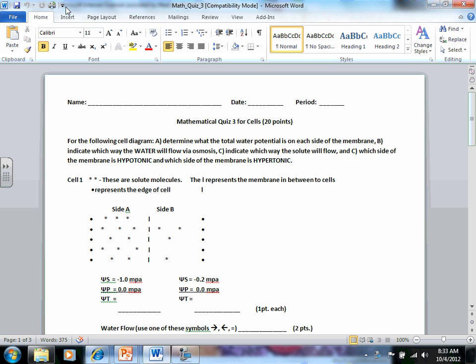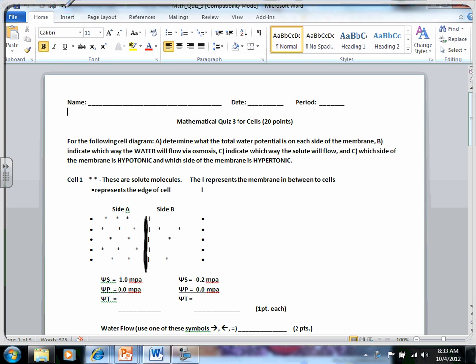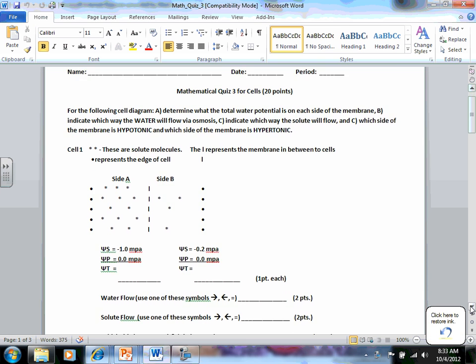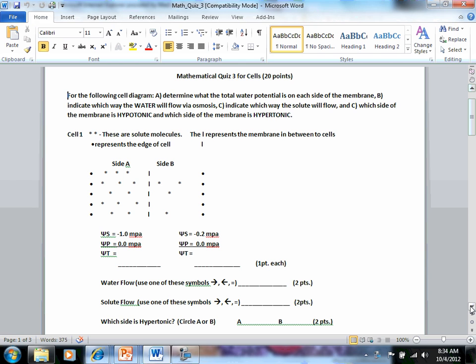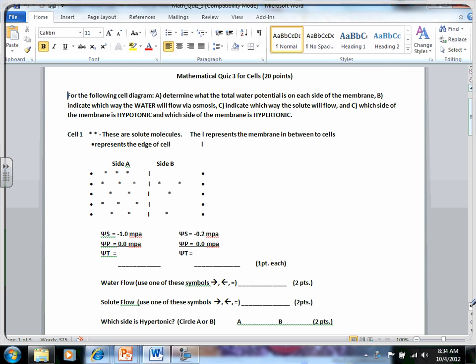A cell. On one side, this is the membrane going down the middle here. On one side of that membrane, we've got a lot of solute, a high solute concentration. On the other, a much lower solute concentration. And they give us some numbers here. They tell us that over there on side A, our solute potential, remember that psi S, that's the solute potential, is -1, and the pressure potential, 0.